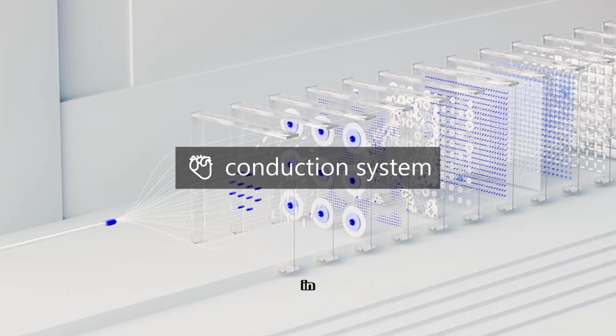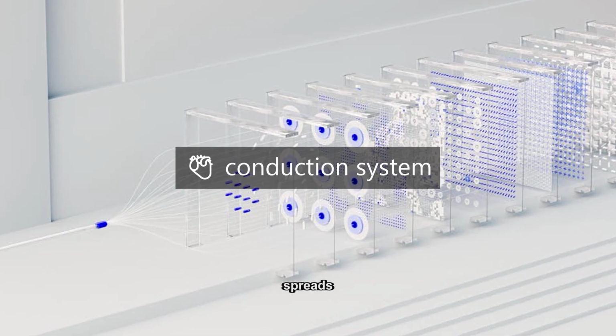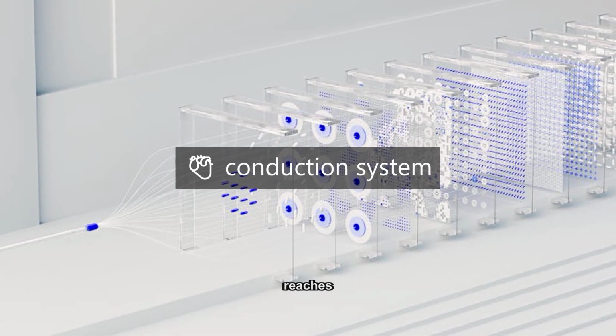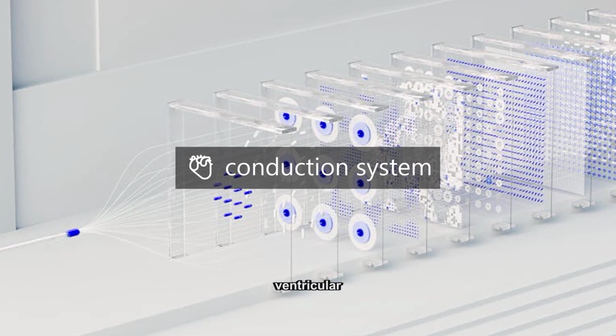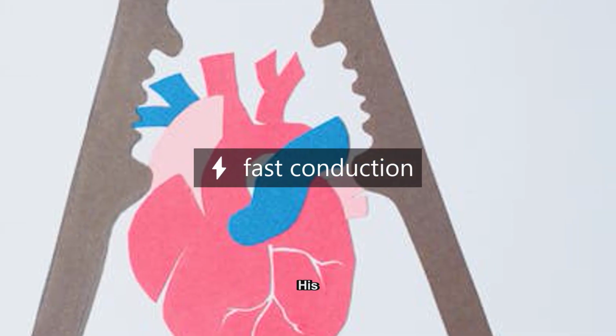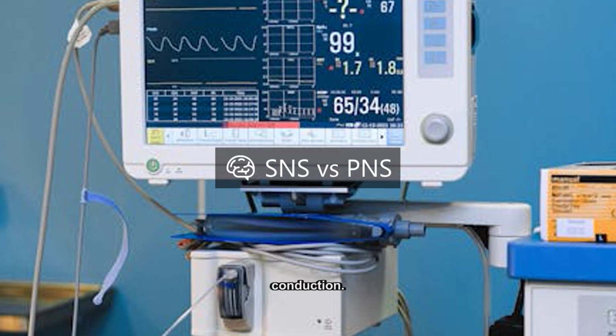Impulse generation starts in the SA node, spreads through atria, and reaches the AV node where conduction slows to allow ventricular filling. The His-Purkinje system rapidly distributes impulses through bundle branches and Purkinje fibers to ensure coordinated ventricular contraction. Autonomic tone modulates conduction, with sympathetic stimulation increasing heart rate and vagal tone slowing AV nodal conduction.